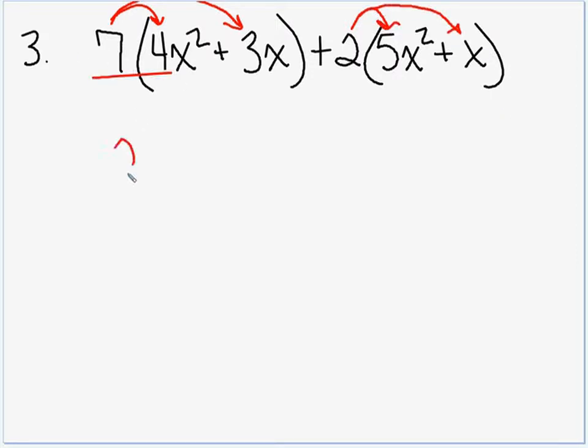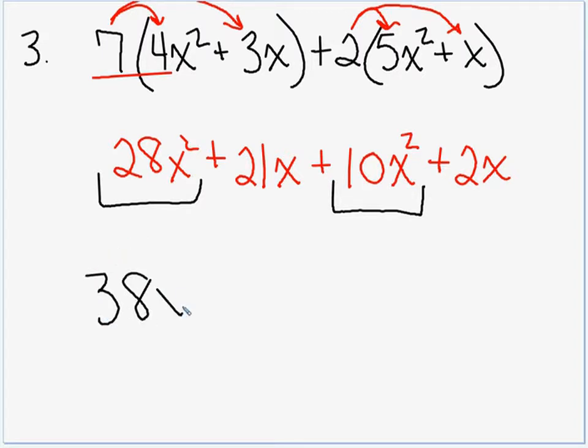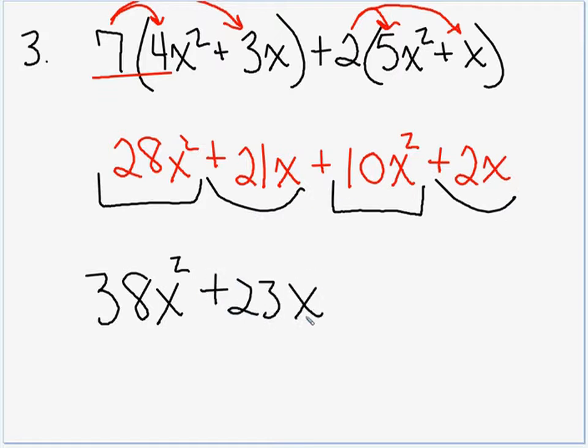So 7 times 4 is 28, and those are x squareds. Plus 7 times 3 is 21x, don't forget the variable. Plus 2 times 5 is 10, and those are also x squareds. 2 times x is 2x. So let's combine. It's not simplified until we get all our like terms collected. We have a 28x squared and a 10x squared. Well, that's 38x squared total. And then a 21 plus 2, and those are x's, that's plus 23x. So we boiled everything down to 2 terms, one of the squared variable and the other of just the first power.